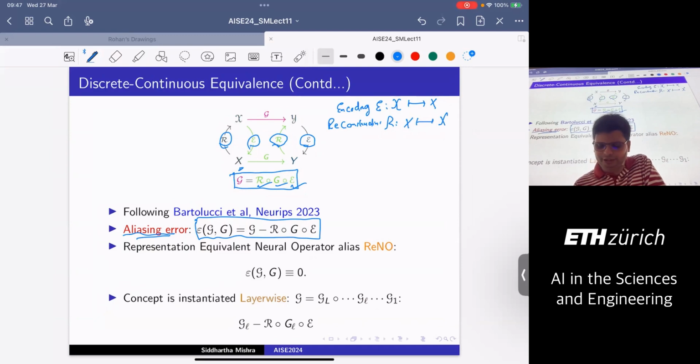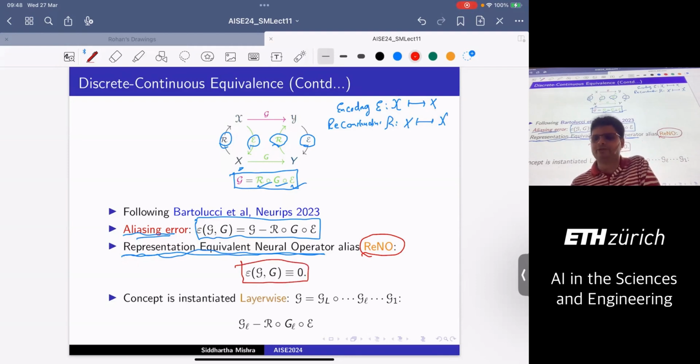These are called representation equivalent or resolution equivalent, but I prefer the word representation equivalent neural operators, or ReNOs. All that they do is that, by construction, this error is equal to zero. So they don't alias at all, okay? You want to construct them; they're not available. You have to construct them in such a manner that there is no aliasing, that whether you work with the continuous or whether you work with the discrete, you get the same answer, okay?